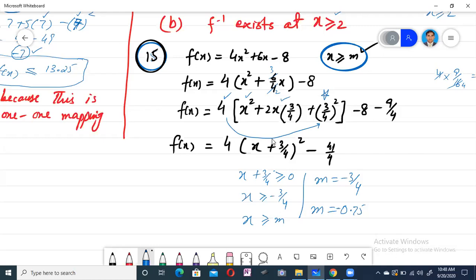Yeah, maybe that is correct. Yeah, 4 and 9. One value will be negative, one value will be positive. You have to take the positive one. Okay.